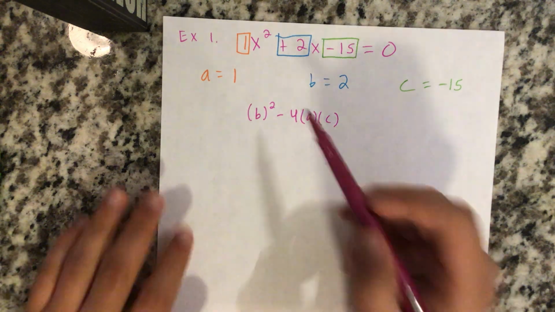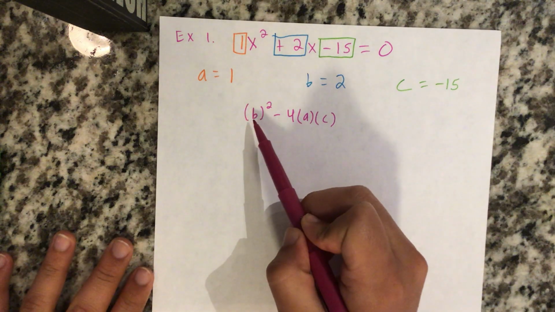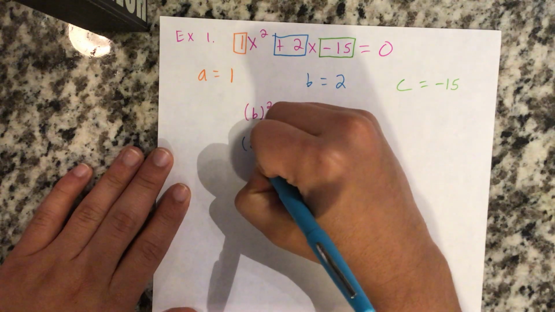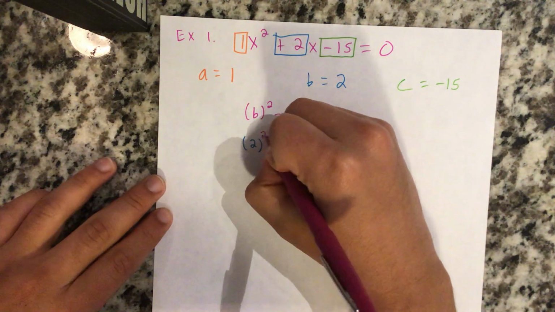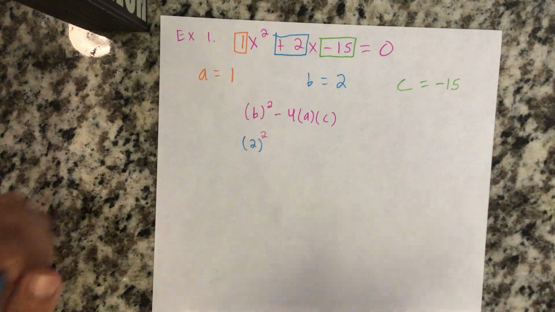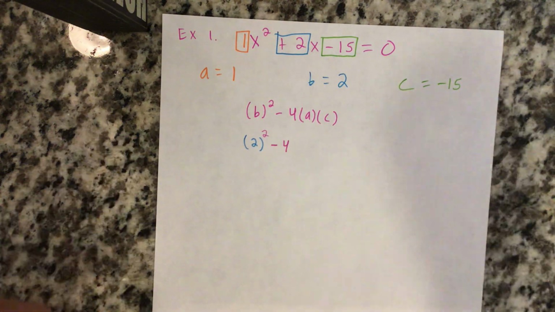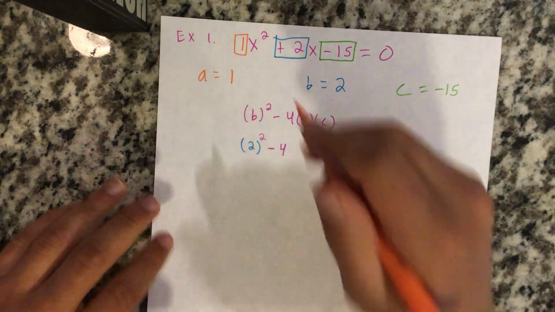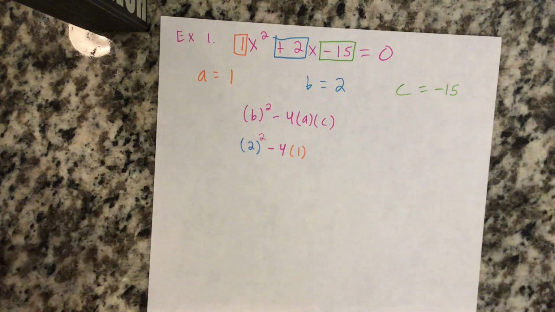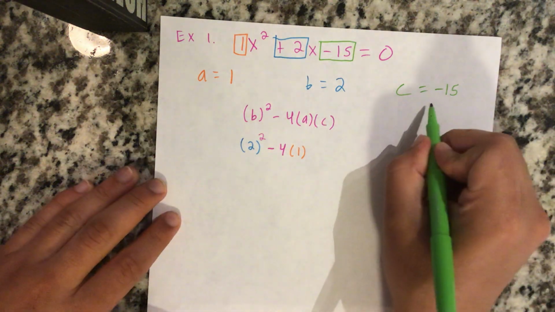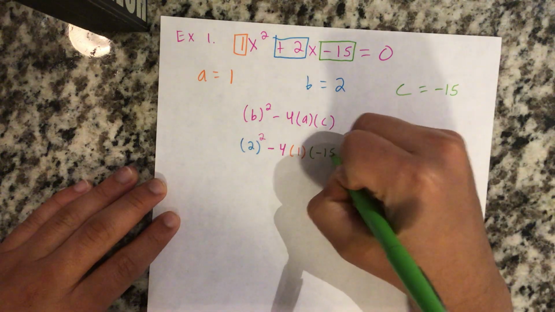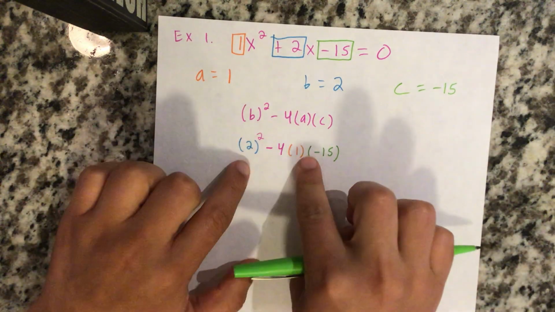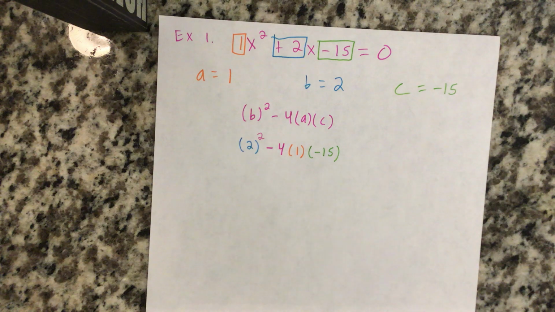So now what we do is we just plug the numbers in. So instead of B squared, I'm going to use my B. So I'm going to put parentheses 2 squared, okay? And I'm going to fill everything else in. So minus 4, that stays the same. But now instead of A, I'm going to put my A value, which is 1. So parentheses 1, okay? And then obviously for C, I'm going to put negative 15, okay? So all I did was I took my A, B, and C and plugged them into the discriminant formula. That's all I've done so far, okay?